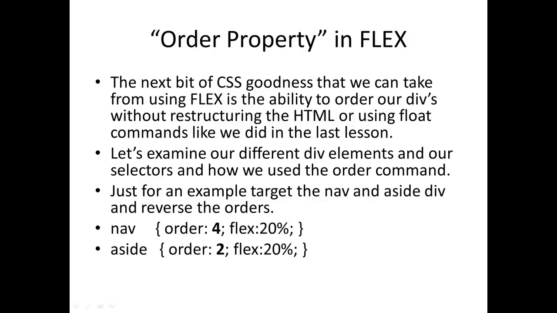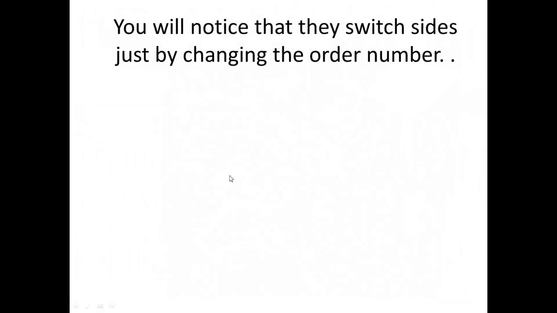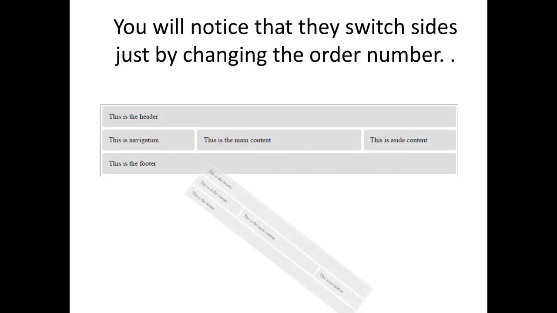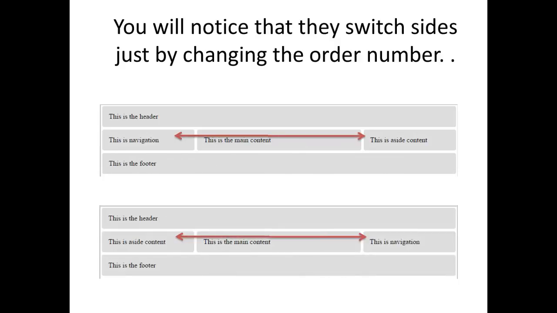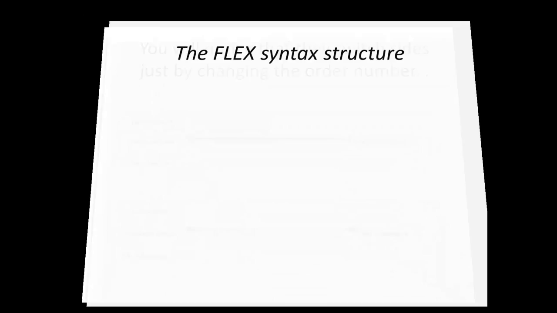It makes it a lot easier whenever you're trying to put things on the left and right. I know a lot of WordPress themes now are using the flex properties to let a user customize which side things are on. Of course, they do it with forms, but this is one of the ways they do it. You'll notice that they switch sides just by changing the order number.